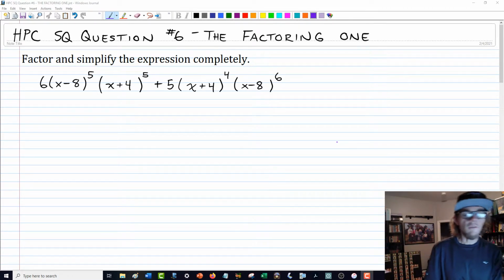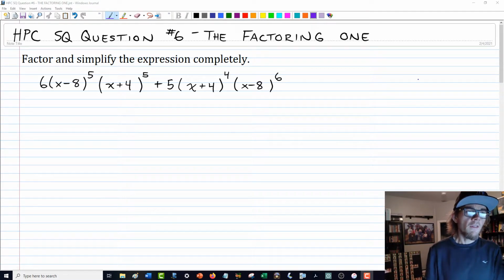So to kick things off, just to introduce which question we're talking about here, we're talking about question number 6 from the standard quiz. In Honors Pre-Cal, it's specifically the Honors Pre-Cal standard quiz. That's the one that involves this sort of factoring thing. And the instructions say to factor and simplify the expression completely.